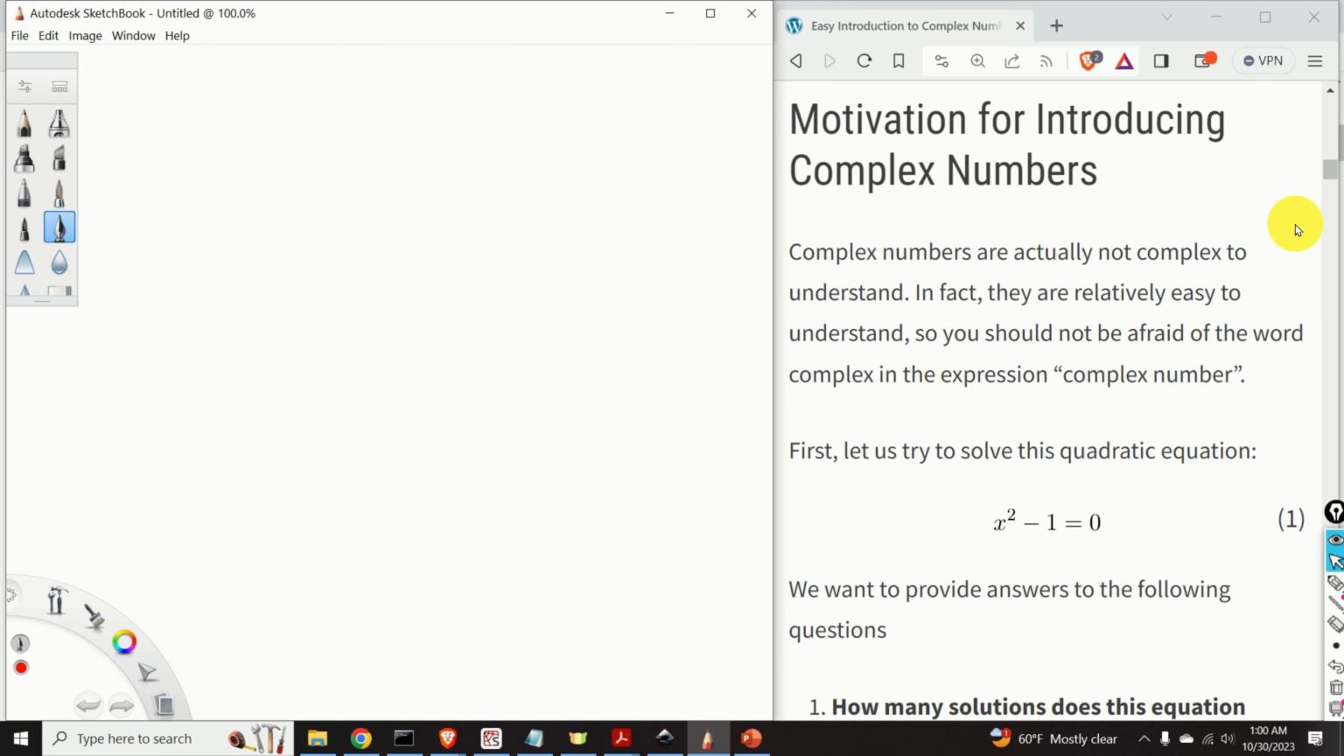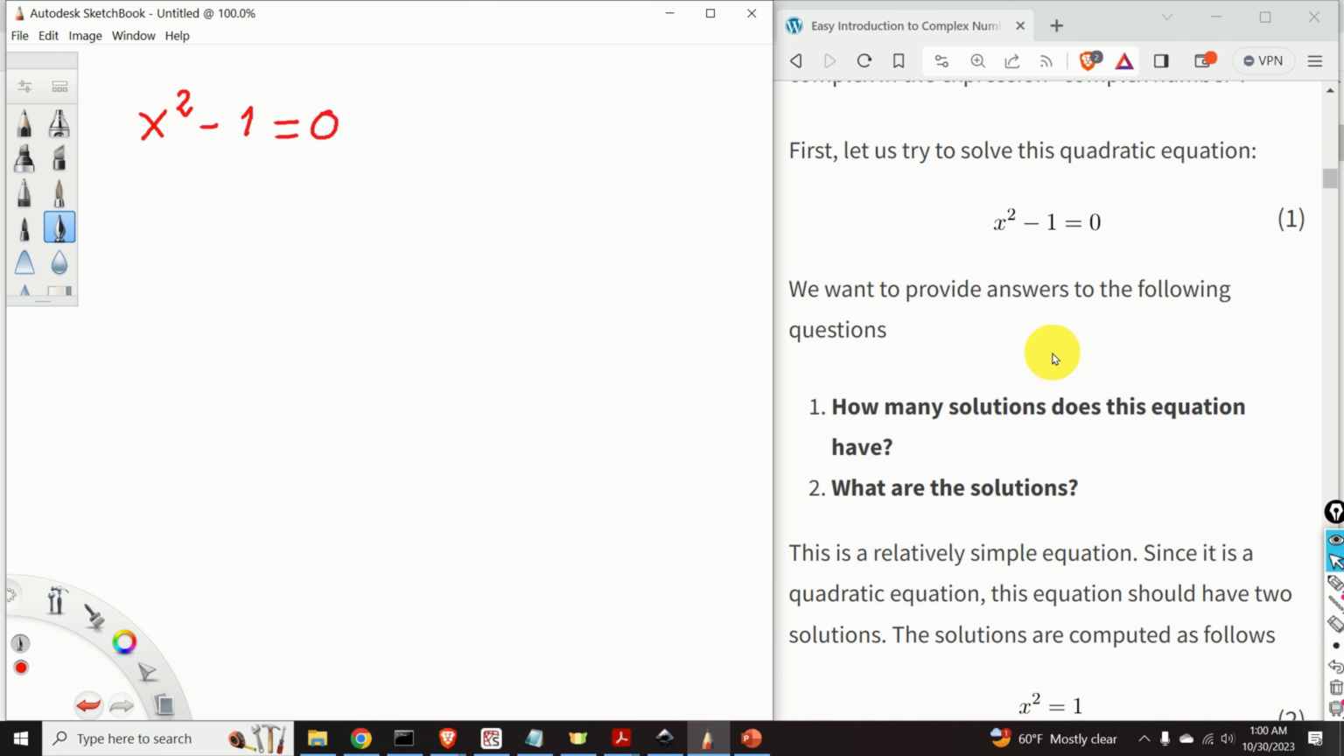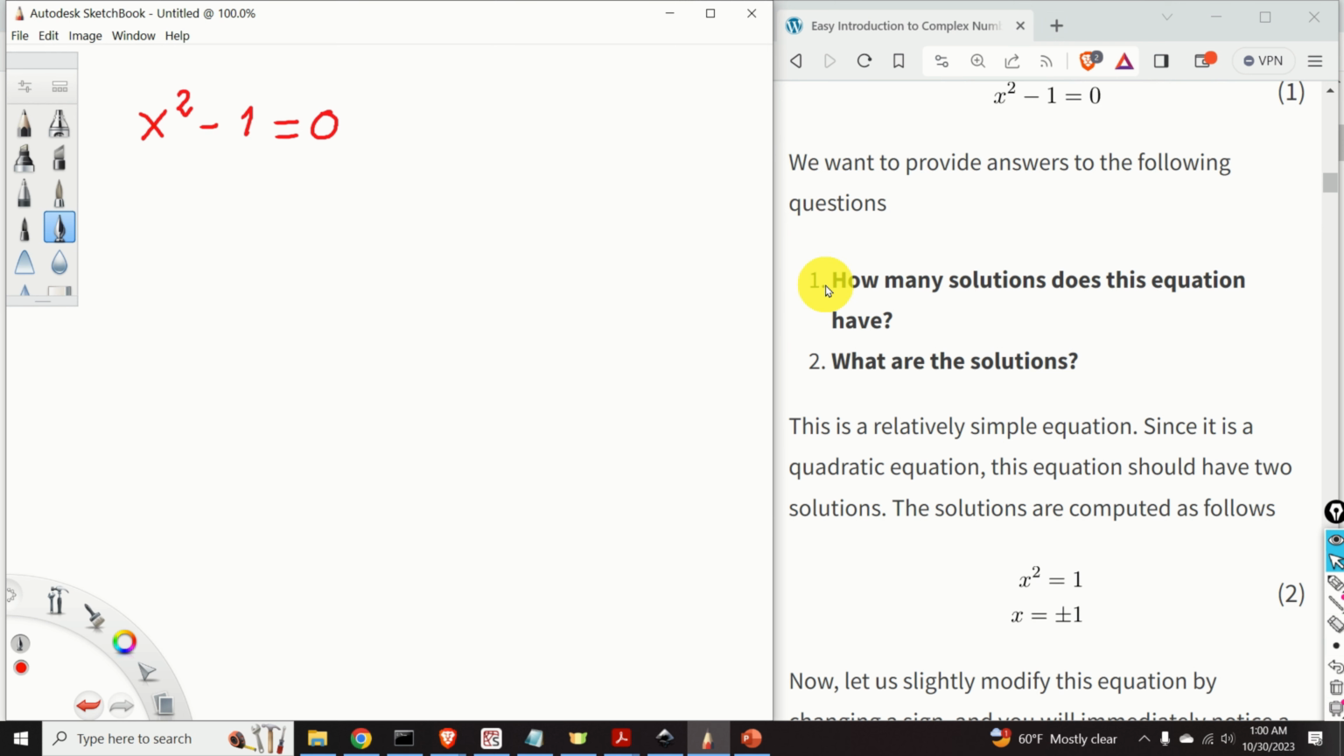First, let's try to solve a simple quadratic equation having this form. X squared minus 1 is equal to 0. Then, we want to provide the answers to the following questions. How many solutions does this equation have? And what are the solutions?